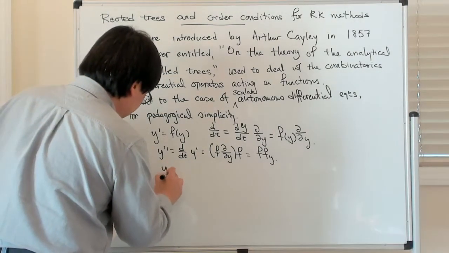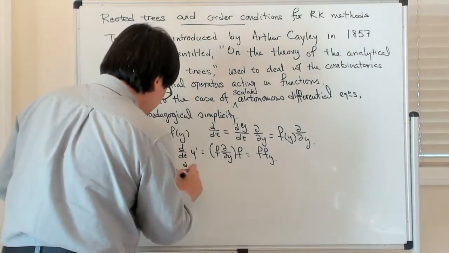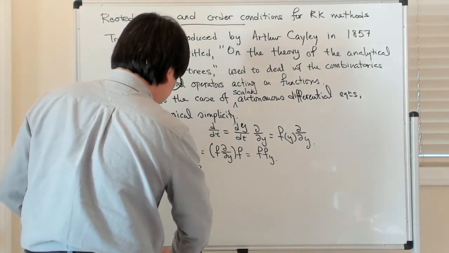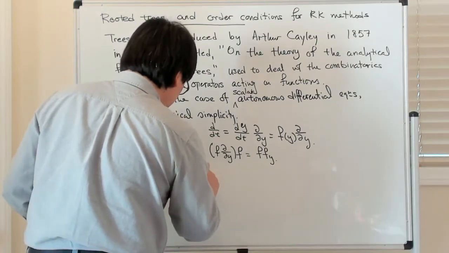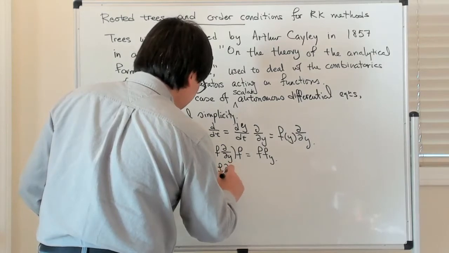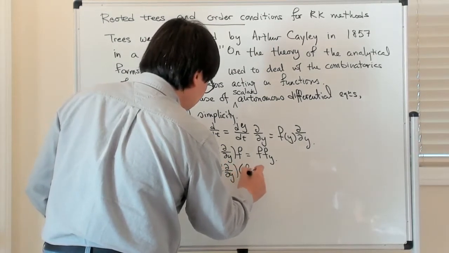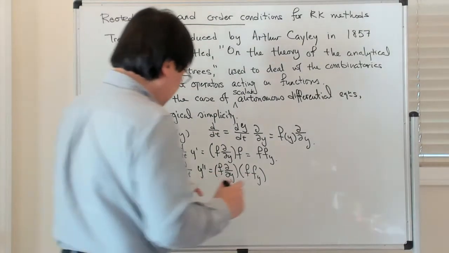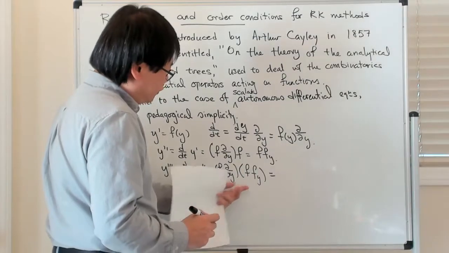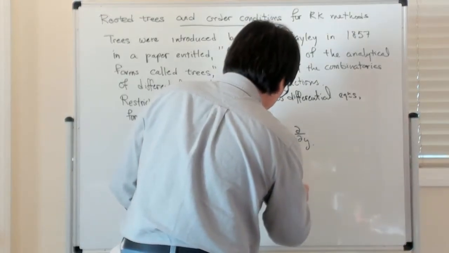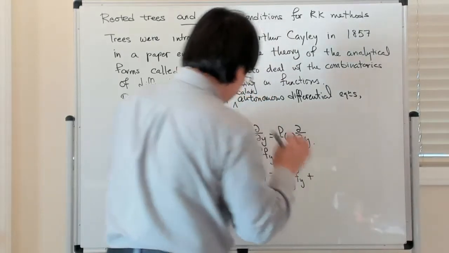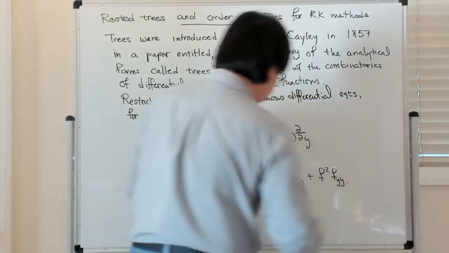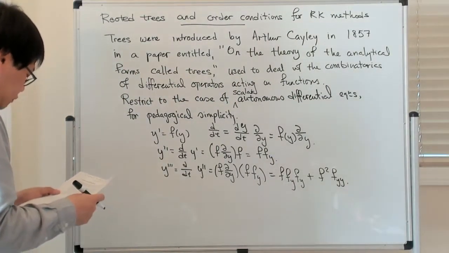And then the next term: y triple prime is equal to d/dt of y double prime, which is f ∂/∂y acting on f1. Now you have to deal with this kind of product rule. If I apply the differential operator to the first term, I get f f_y, and then multiply by f_y. Then I apply the differential operator to the second term, I get f squared f_yy. Okay, and you can, of course, do this one more time.